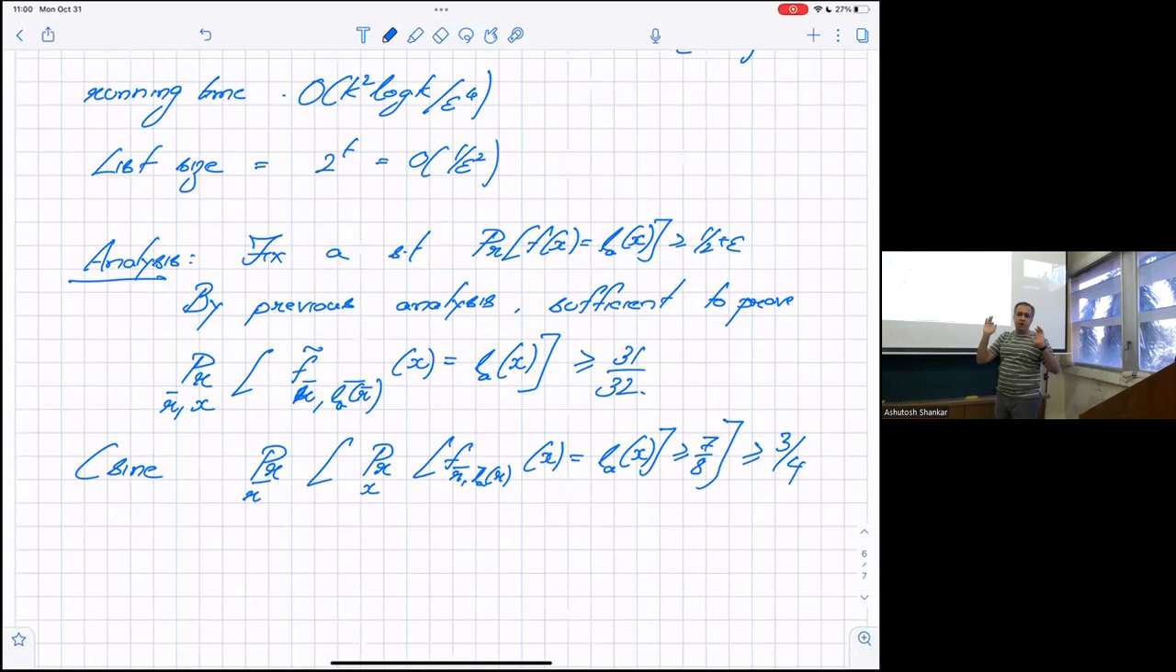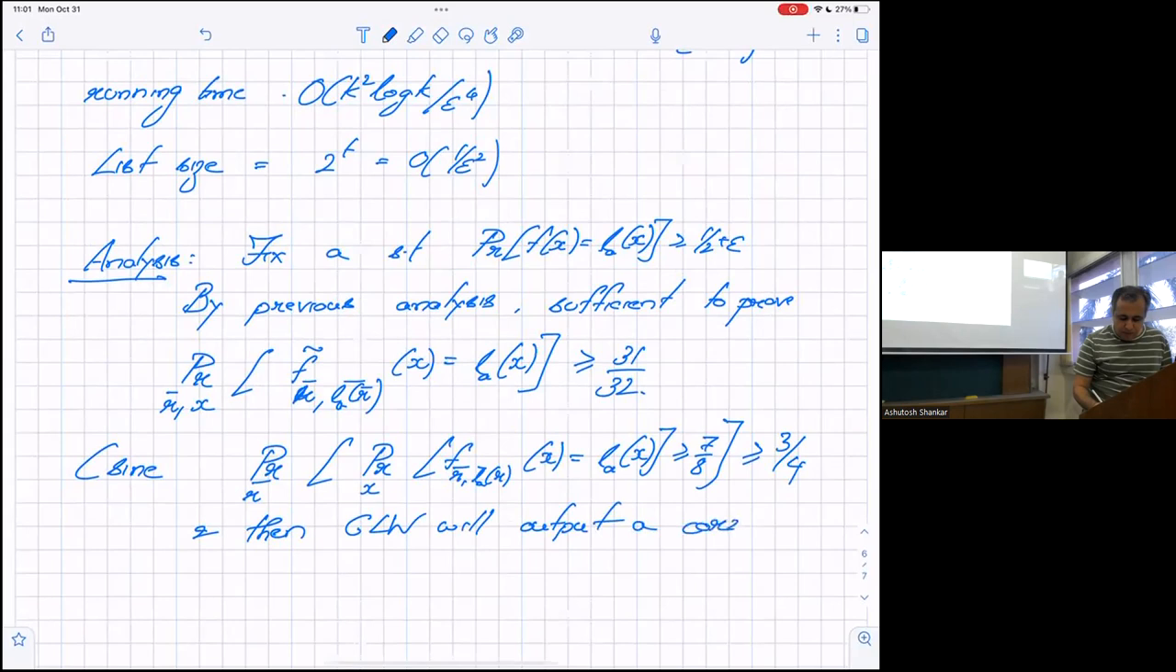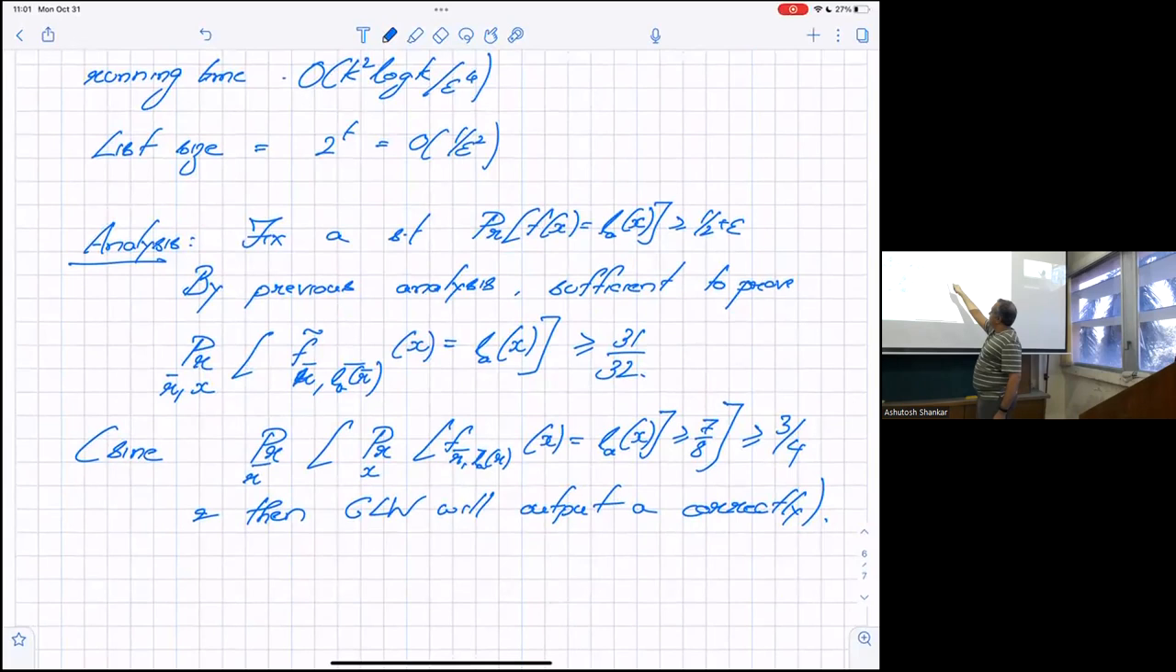So all that we need to show is this one. And then GLW will output A correctly. So now we need to show this. What is this? So let's go to star.